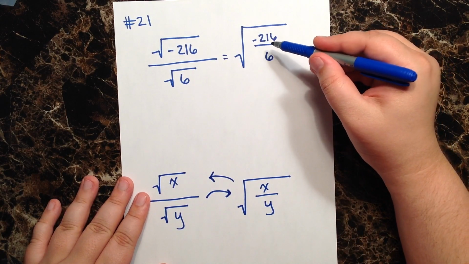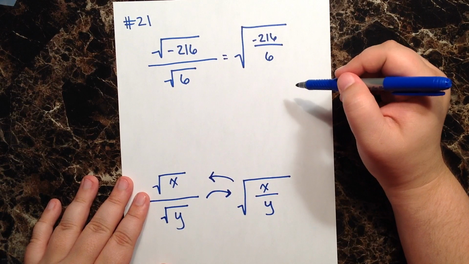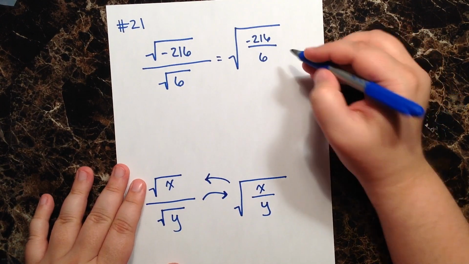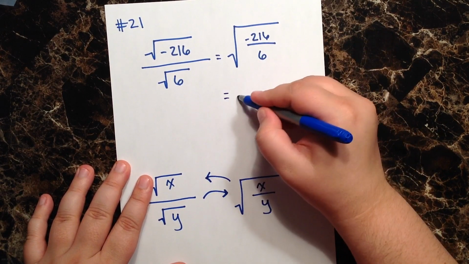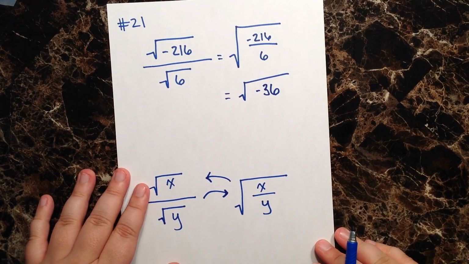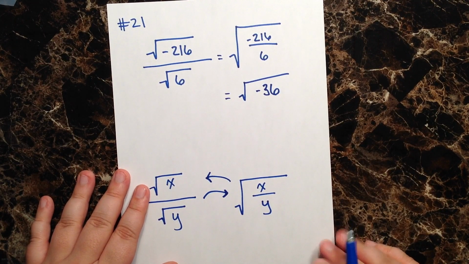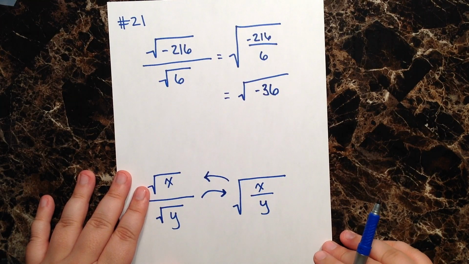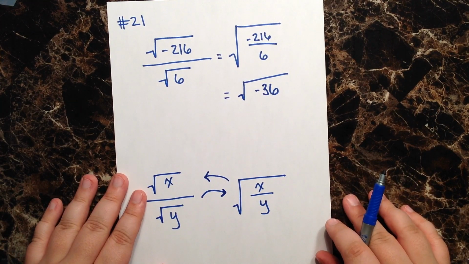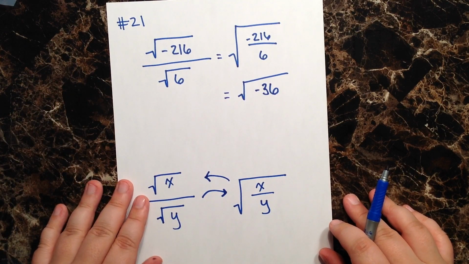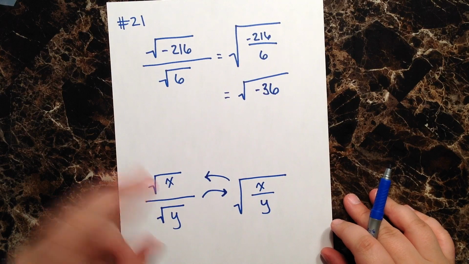So now we have negative 216 divided by 6 under one radical. And what is negative 216 divided by 6? Well, that just gives me negative 36. And we know that we can't have a negative under an even indexed radical. So hopefully some bells are going off, because you'll remember that the final exam is going to be multiple choice, and you're going to have one of two situations.